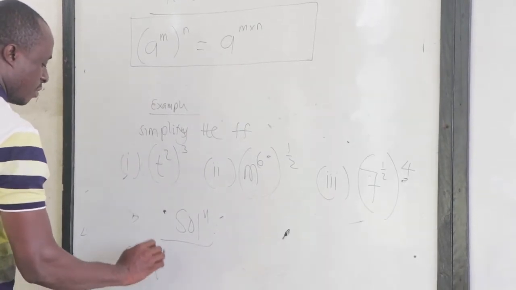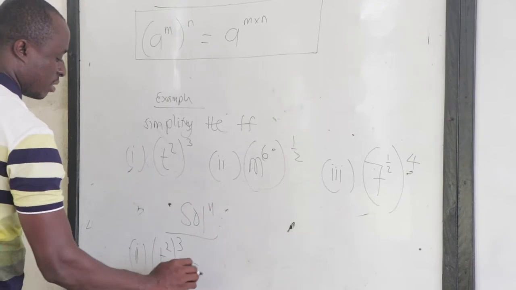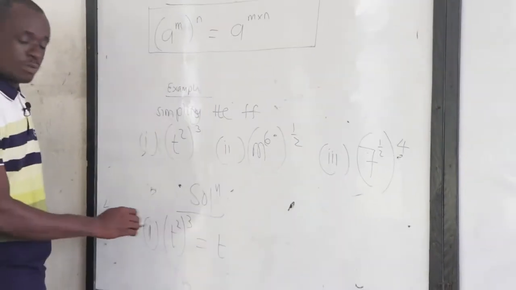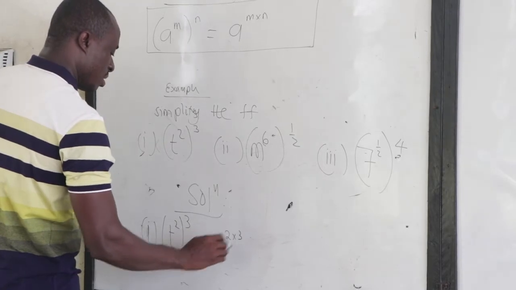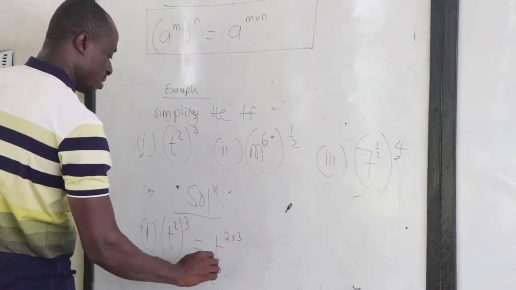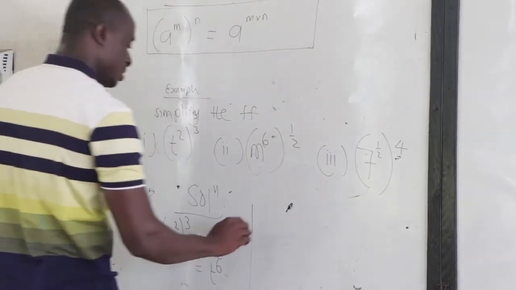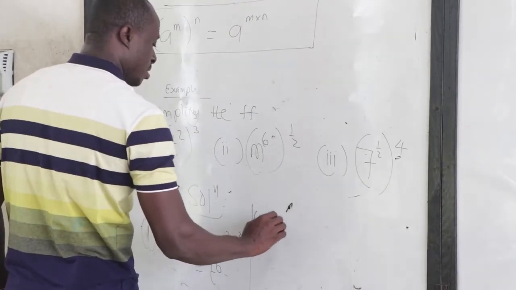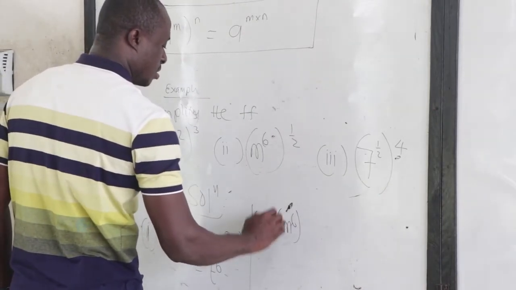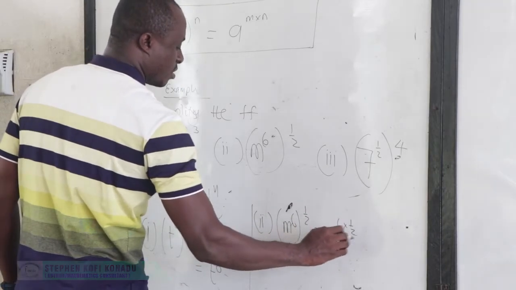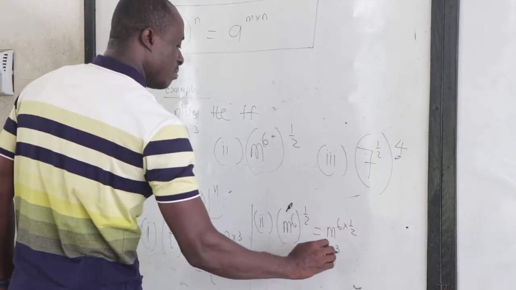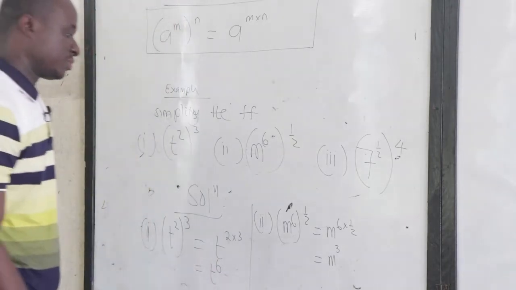So you have t to the power 2, all to the power 3. Here you see, we have to multiply the exponents. So that's 2 times 3, and this is t to the power 6. Now let's see the second one, m to the power 6, all to the power 1 over 2, and this will be m to the power 6 times 1 over 2, and this is m to the power 3.